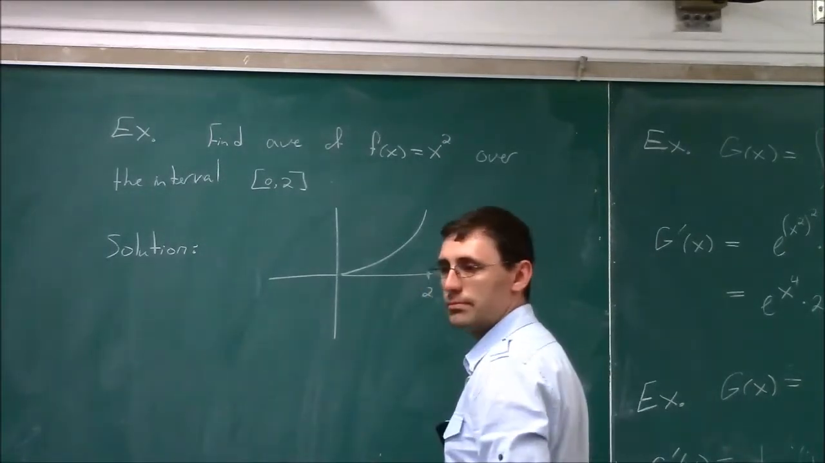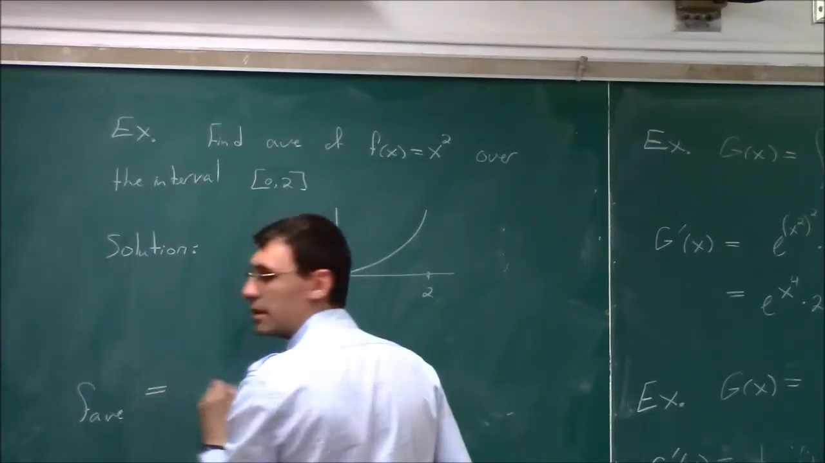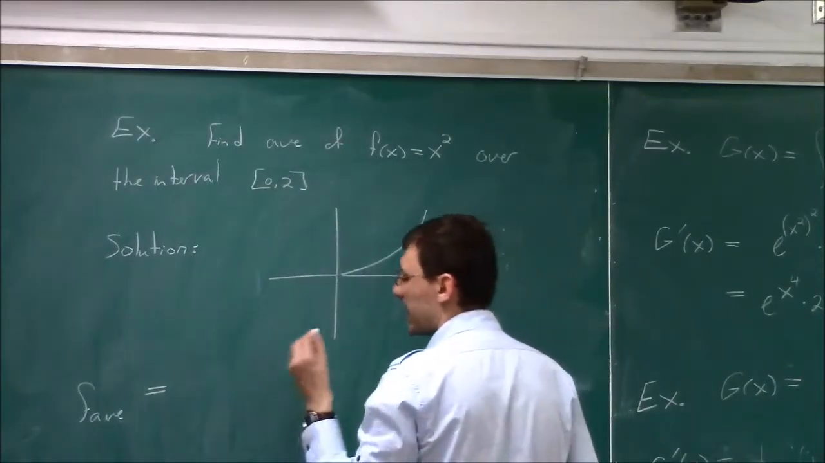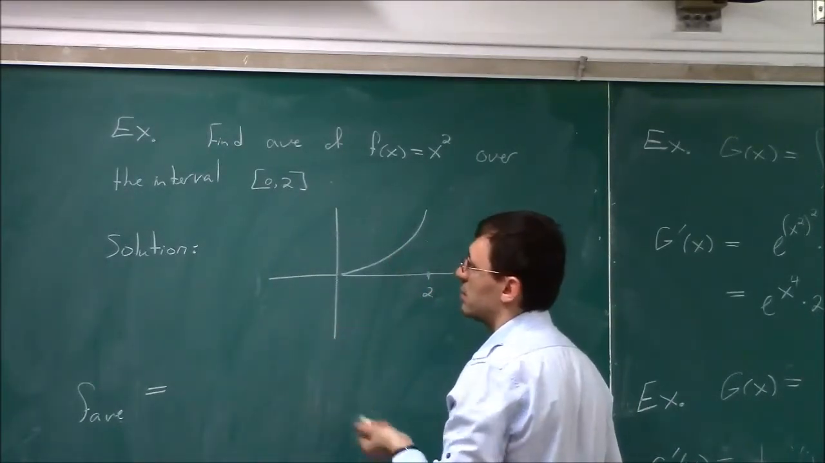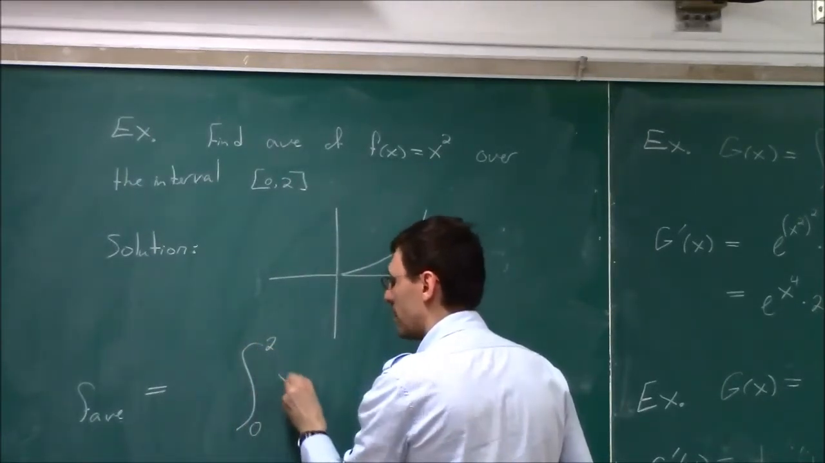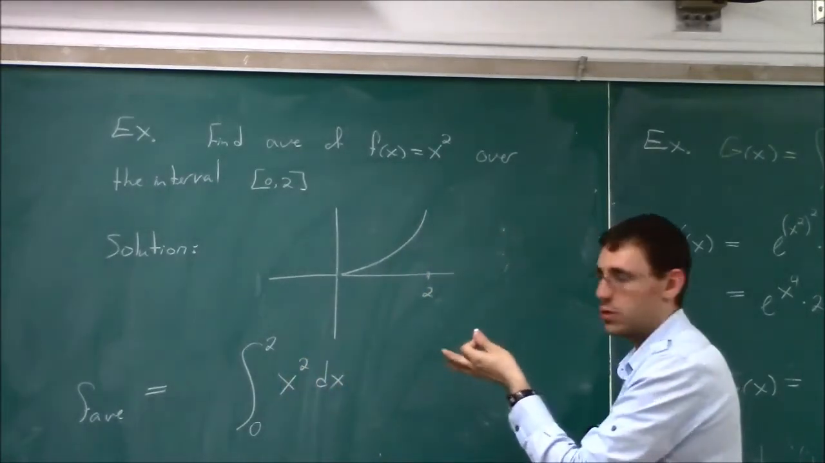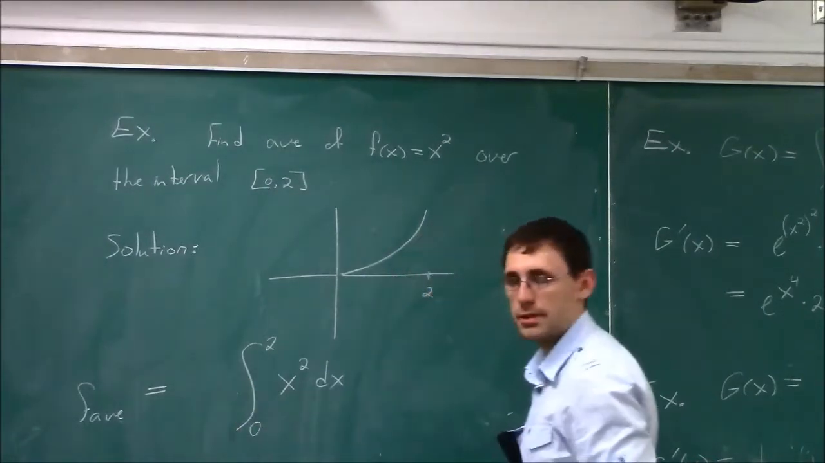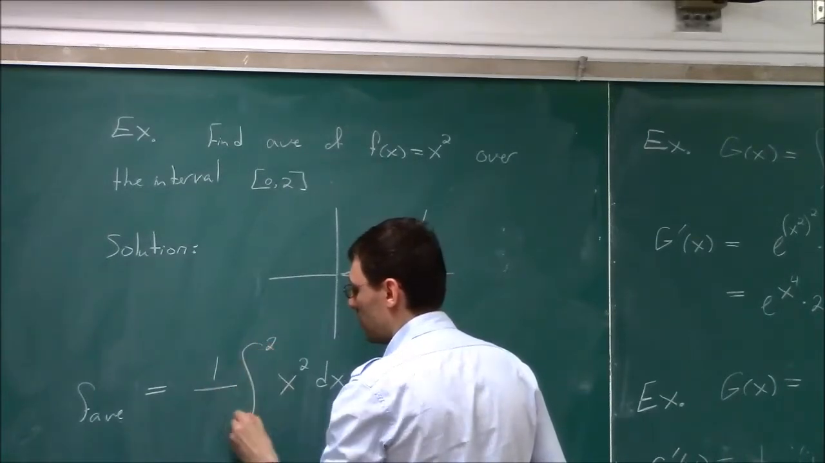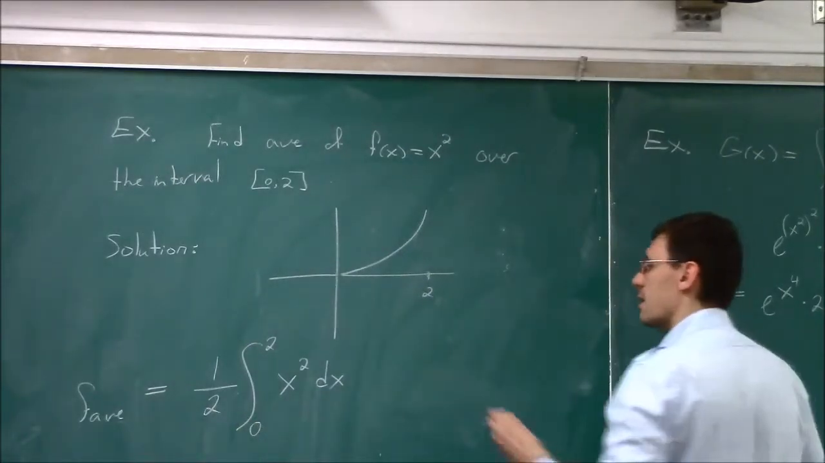What do you do? So f average. Well, again, you should derive those formulas, right? Otherwise, you will forget. It's the integral from 0 to 2 of x squared dx. We derived the formula for that, right? You should derive it. And something is missing. What's missing here? Times 1 over 2 minus 0. You should know it's 2 minus 0. Okay? What do we get?